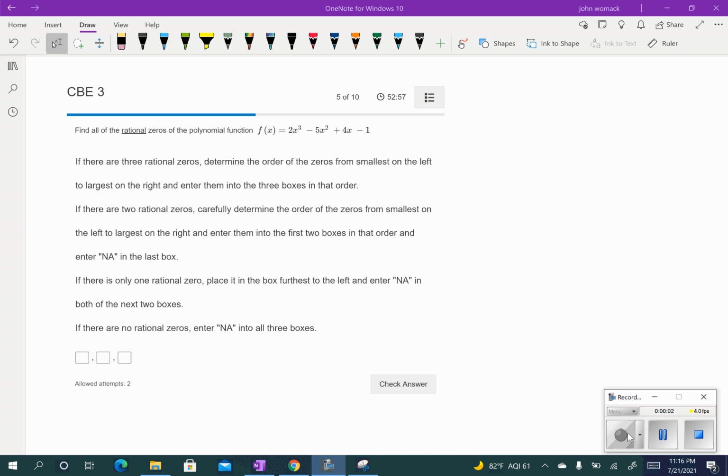Here's question number 5 from CBE 3. So it's just find all the rational zeros of the polynomial function. And there's f of x. Really important, the directions. It says if it has 3 rational zeros, determine the order from smallest to greatest.